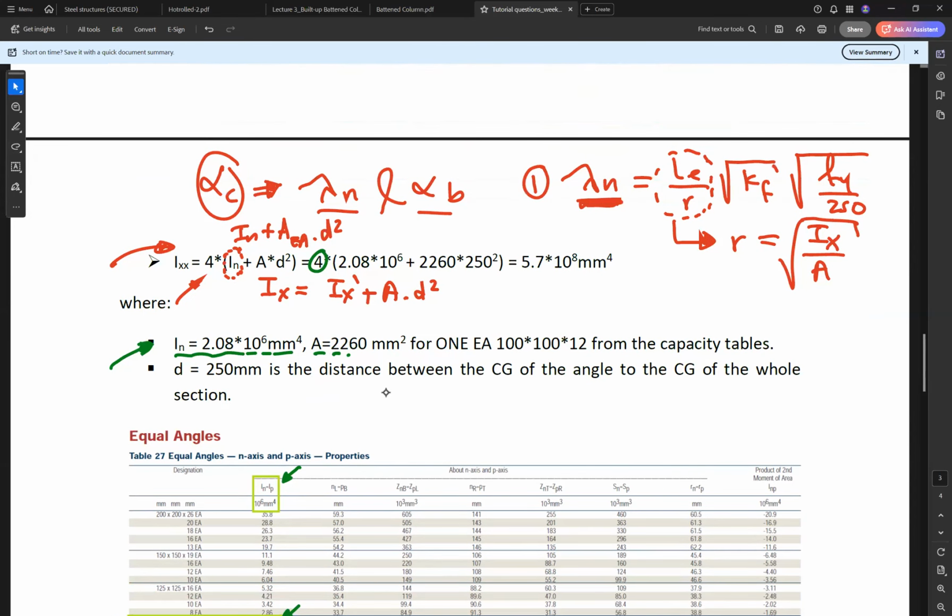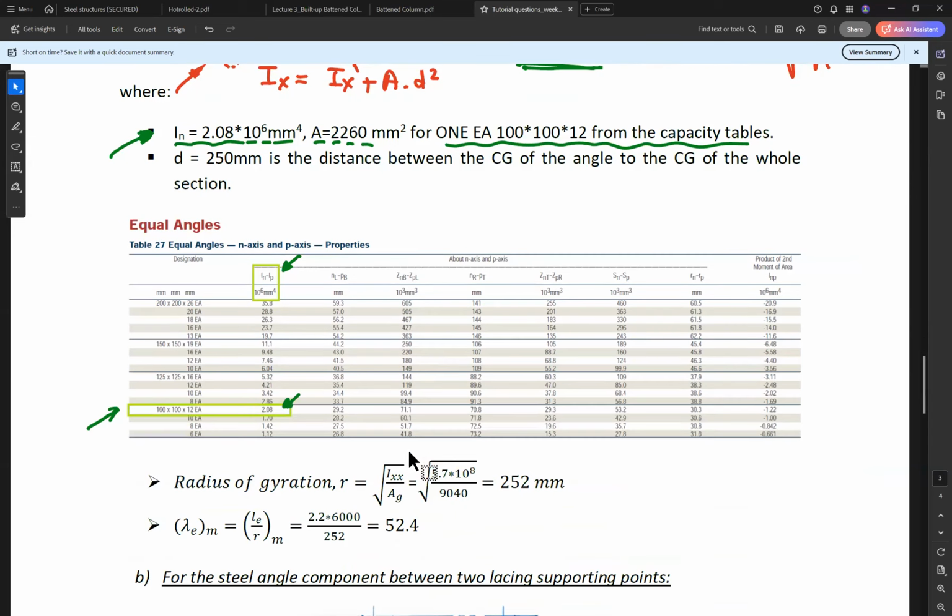The area for one angle is 2260. We used it before, this is for one equal angle from the capacity table. So now Ix for the whole section equals 4 times (2.08 times 10 to the power 6 plus the area 2260 times 250 squared). So the inertia for the whole section is 5.7 times 10 to the power 8.